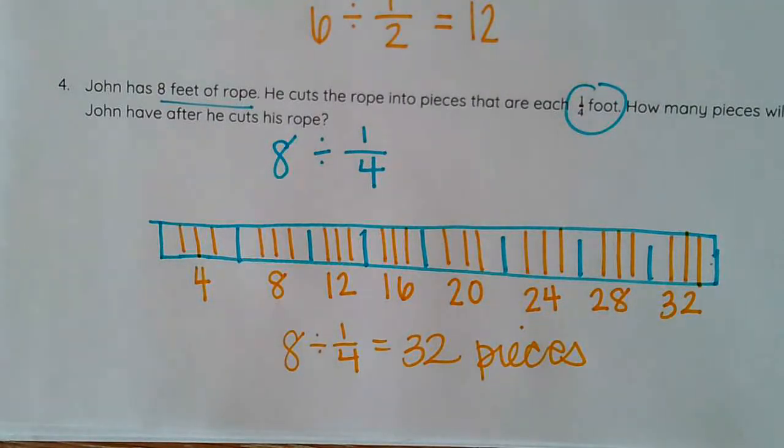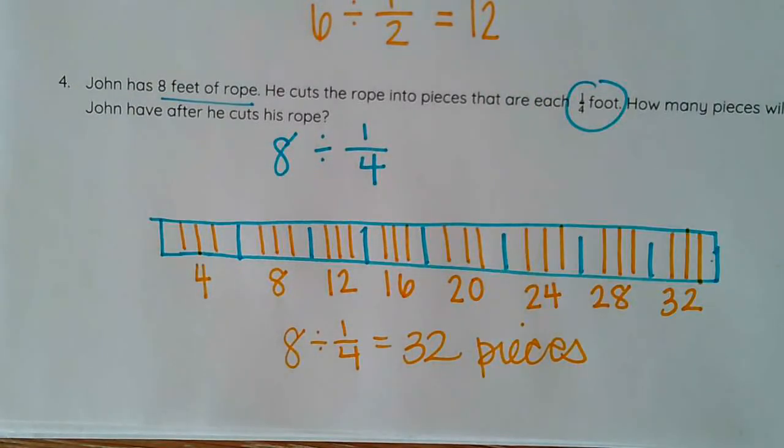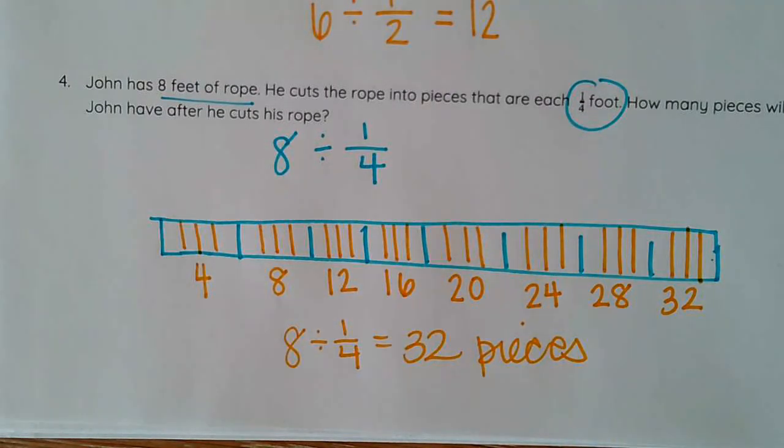So again, I look at what I'm splitting apart and then how many little pieces I'm going to have. And then I count the number of little pieces I have to get me my quotient.